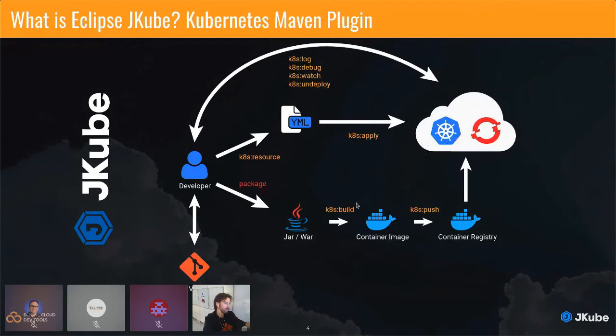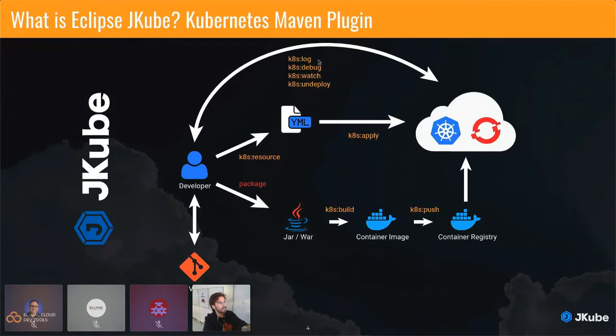So for that, JKube or the Kubernetes Maven plugin provides the build and the push goal. The build will create the container image, and the push will push this image to a shared registry. And then there is the resource goal that will generate the cluster configuration manifests, and the apply goal that will take these manifests and apply them into your cluster.